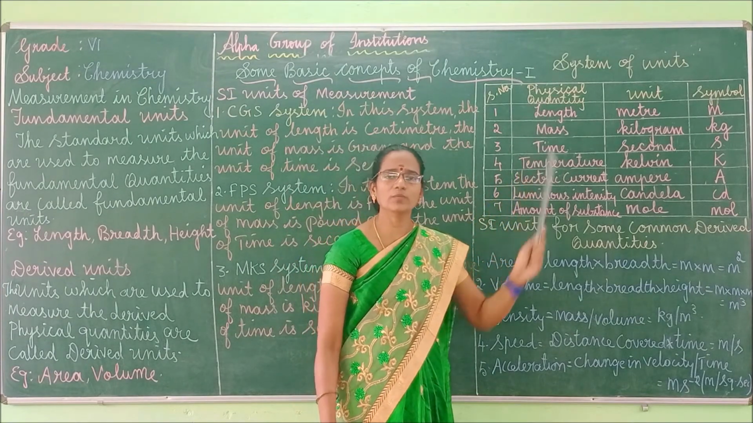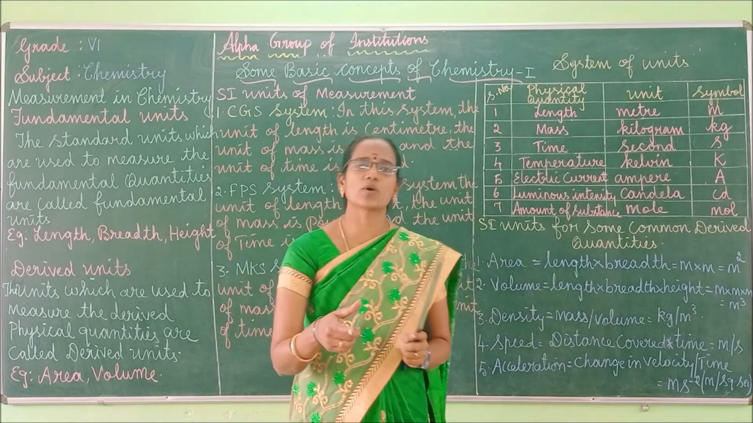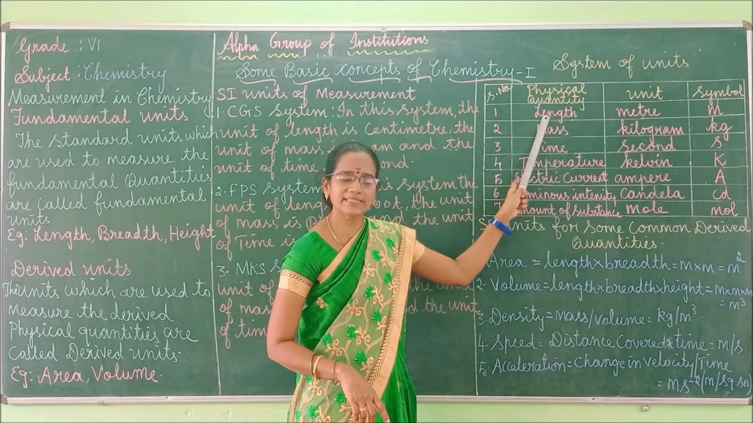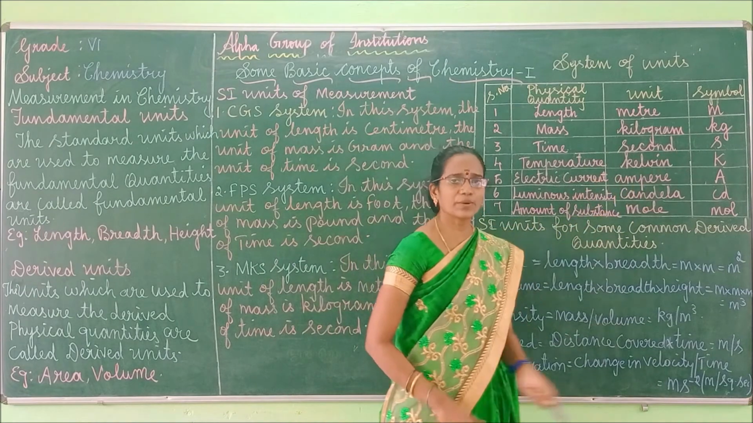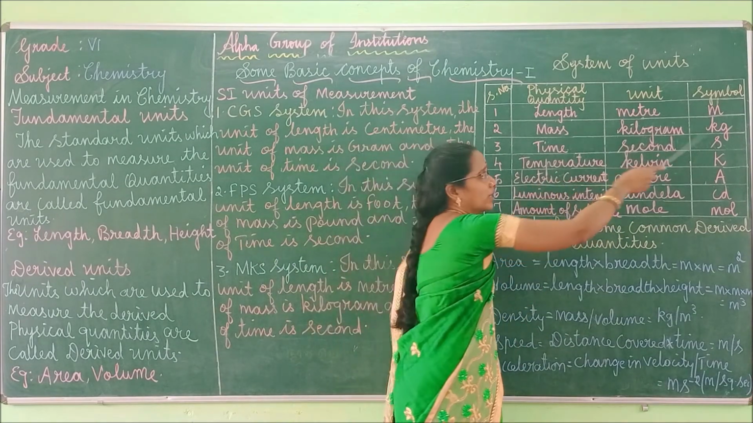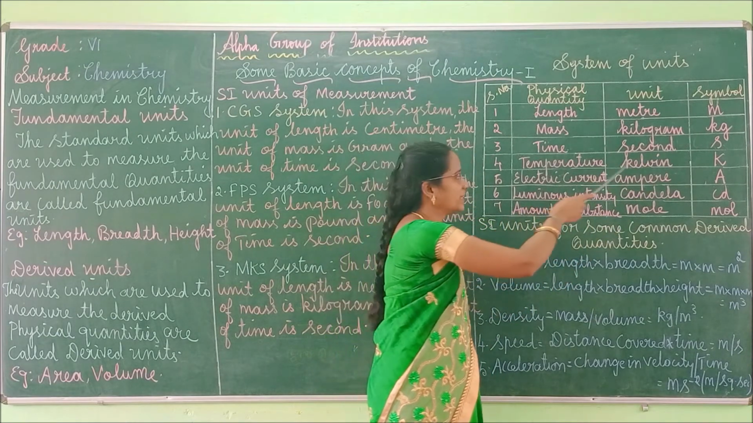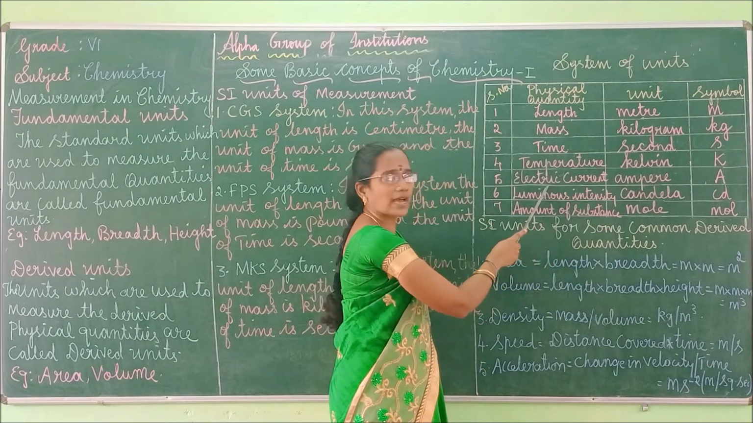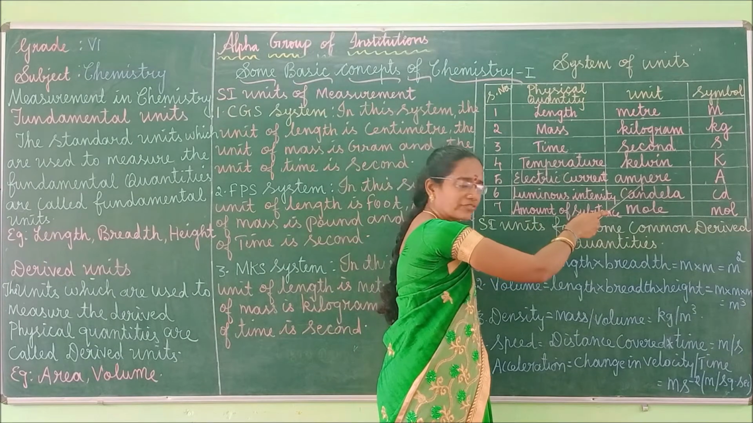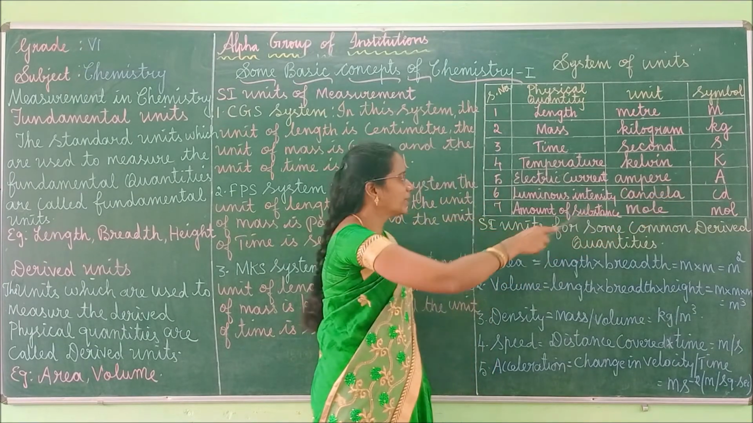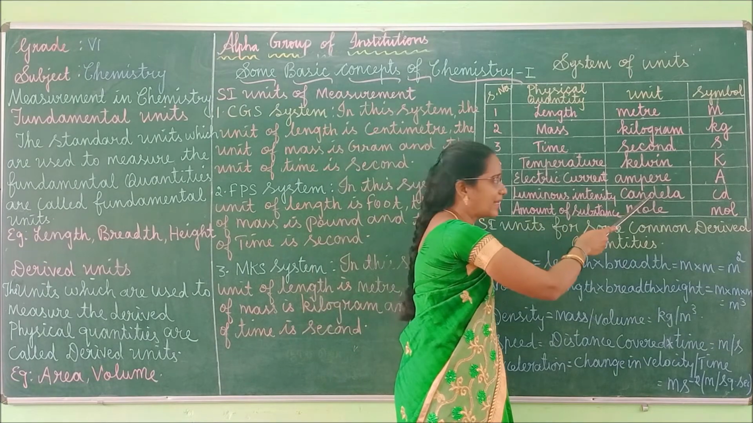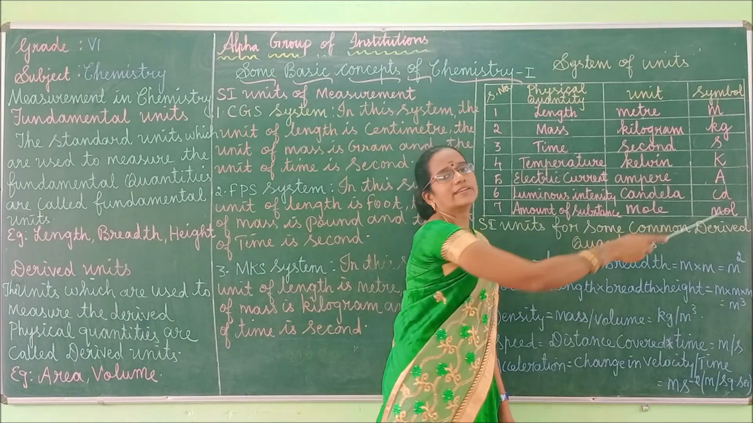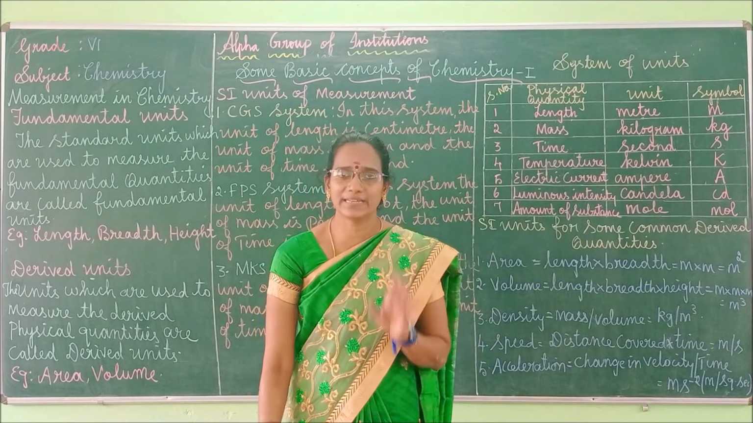Here we have to make a tabular column. First is the serial number, next the physical quantity, next the unit, and the last the symbol. First physical quantity is length, measured in meter, its symbol is m. Mass is measured in kilogram, its symbol is kg. Temperature is measured in Kelvin, its symbol is capital K because Kelvin is the name of a scientist. Electric current is measured in ampere, its symbol is capital A. Luminous intensity is measured in candela, symbol cd. Amount of substance is measured in mole, symbol mol. It's a very important detailed answer.